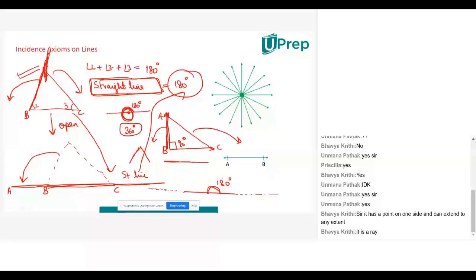Sir, so 360 degrees is also a straight line, right? No. When I take a point and make a complete rotation, it is 360. But am I making a complete rotation? No, I am only talking about the angle on the line. So even 360 is a straight line, so why can't it be 360? No, 360 is not a straight line.